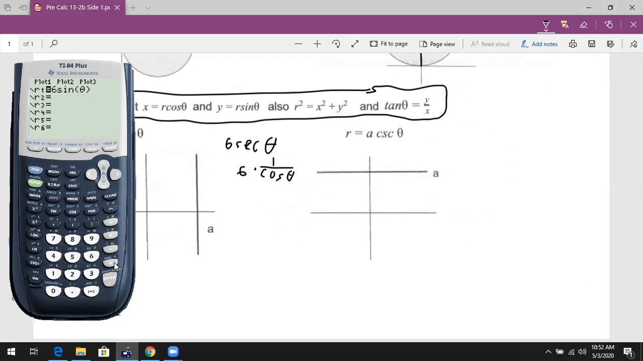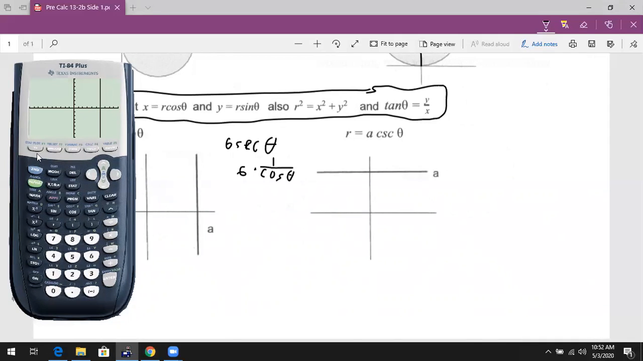So 6 over the cosine of theta. And when I graph that, let's keep that, because I got a plus there. 6 over the cosine of theta. Notice we come out 1, 2, 3, 4, 5, 6 units, and we do indeed get a line that runs up and down.